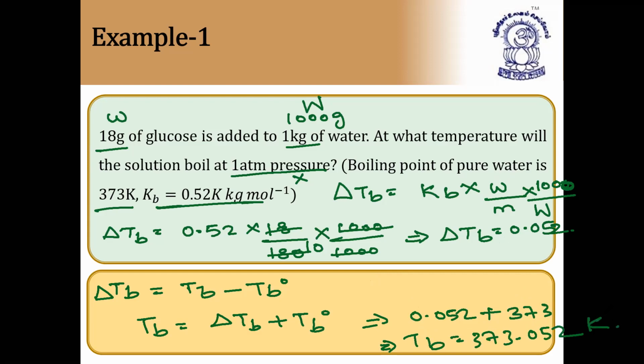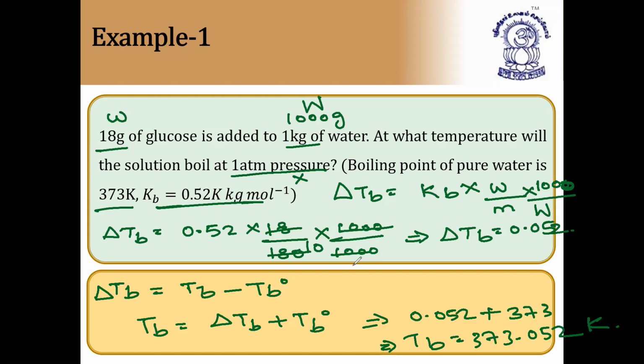So what temperature will the solution boil at 1 atmospheric pressure? The solution, after adding this glucose, boils at 373.052 kelvins. I hope this is clear now. Just make a note. Here they have not given delta TB, the elevation in boiling point, so first you have to find it using the given data, because small w, capital W, and KB are given. This is enough for finding delta TB.